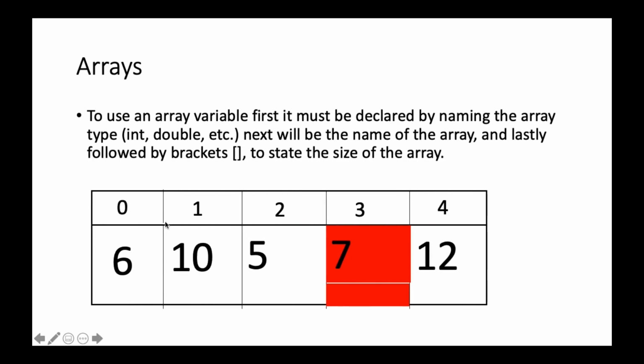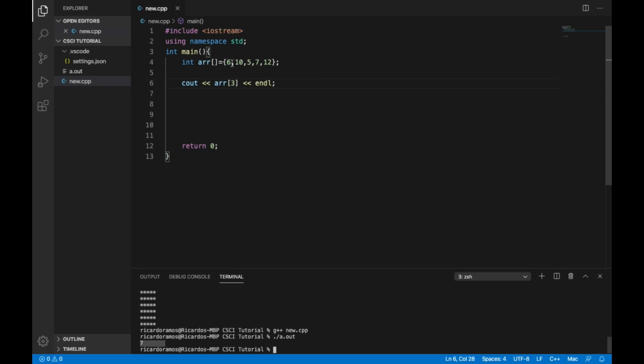Again, like the example, because here you have 0, 1, 2, and 3. So in this array, at index 0, you have 6. At index 1, you have 10. At index 2, you have 5. And at index 3, you have 7. So that's why 7 is outputted here.